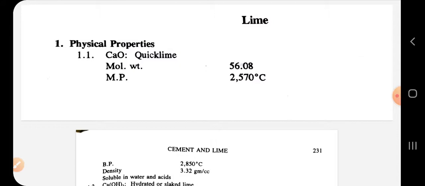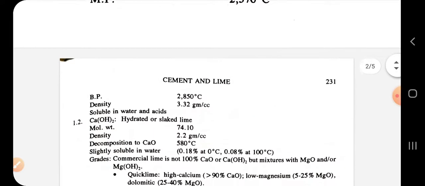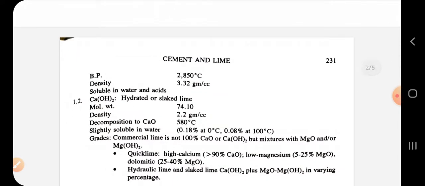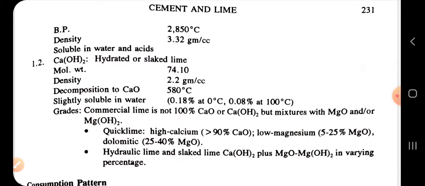It is calcium oxide, CaO. So these are some physical properties: its molecular weight, melting point, boiling point, density as given. Next we have a hydrated or hydrous form of lime known as hydrated or slaked lime, which is Ca(OH)2. Its chemical formula and its physical properties are molecular weight, density, and decomposition to CaO takes place at 580 degrees Celsius.